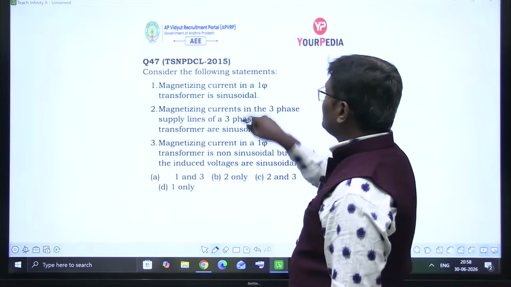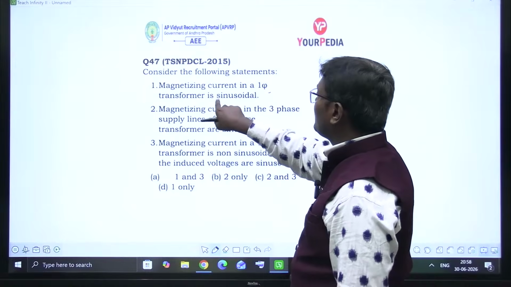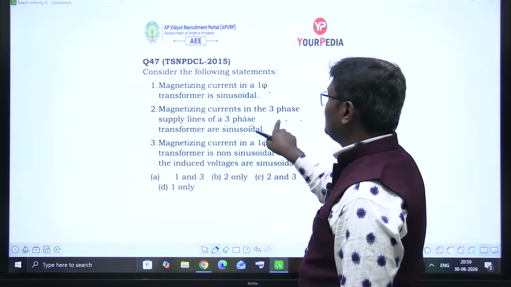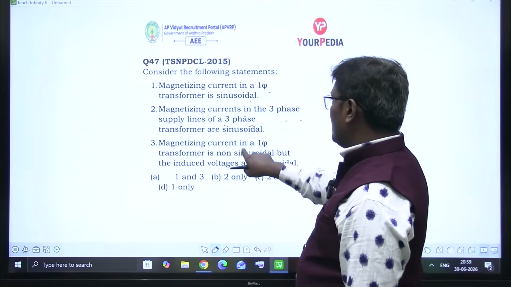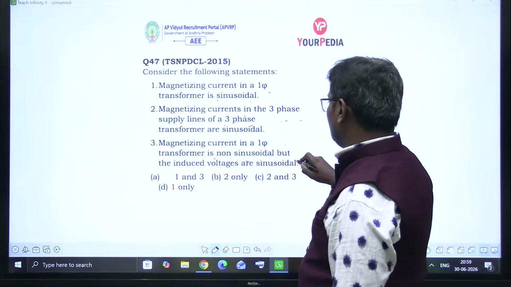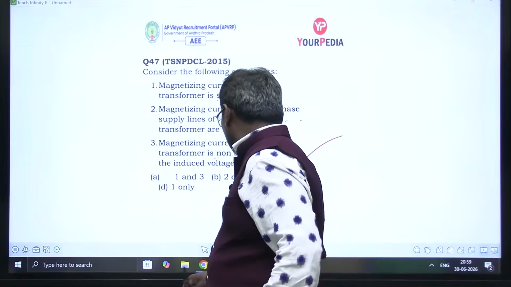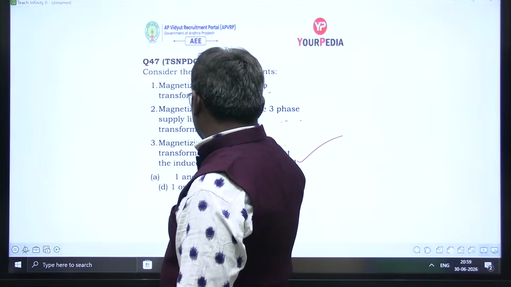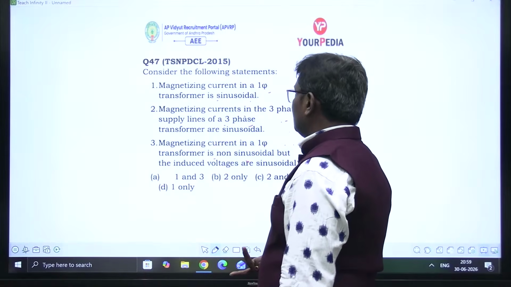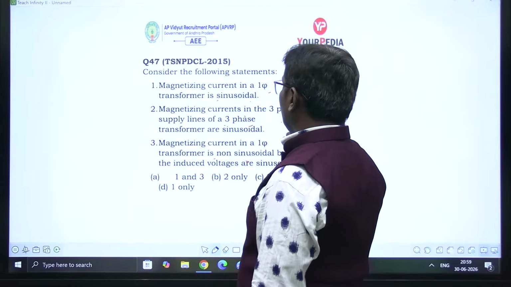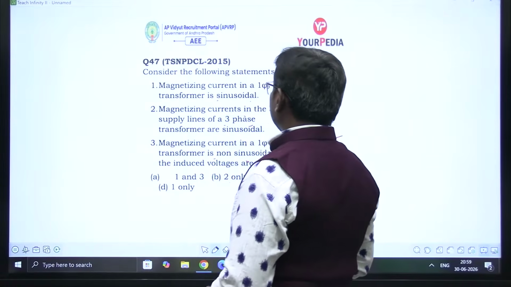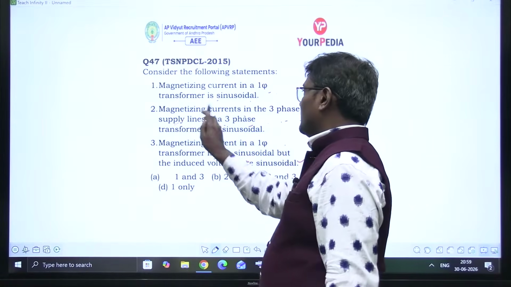So consider the following statements. Magnetizing current in a single phase transformer is sinusoidal. Magnetizing current in the three-phase supply lines of a three-phase transformer is sinusoidal. Magnetizing current in a single phase transformer is non-sinusoidal, but this one is correct. So which is given out of the statements? Magnetizing current in the three-phase supply lines. The 2 and 3 is correct.